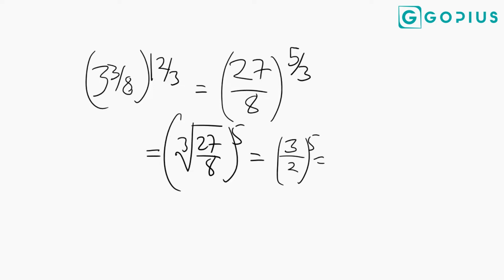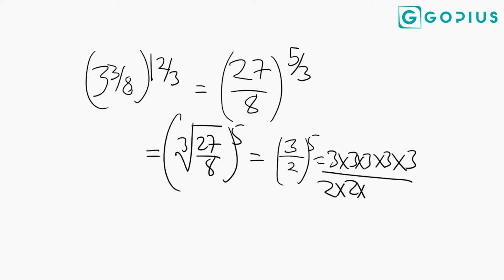5. Alright, so this equals 3 raised to the power 5 means we multiply 3 5 times, and 2 raised to the power 5. That 5 there as the power will affect both numerator and denominator. So we multiply 3 5 times, and we also multiply 2 5 times. So 3 5 times is 3 times 3 times 3 times 3 times 3, divided by 2 5 times, which is 2 times 2 times 2 times 2 times 2.